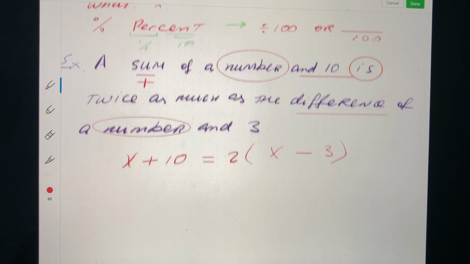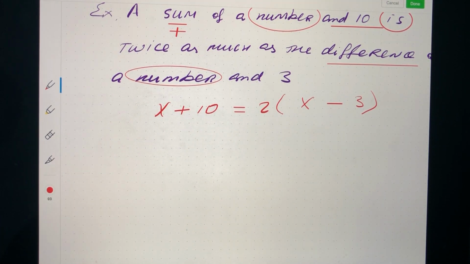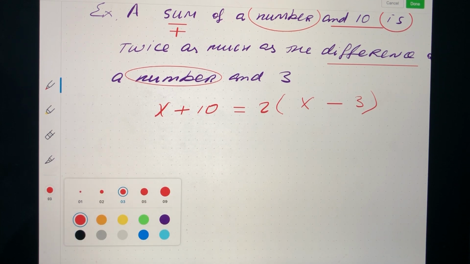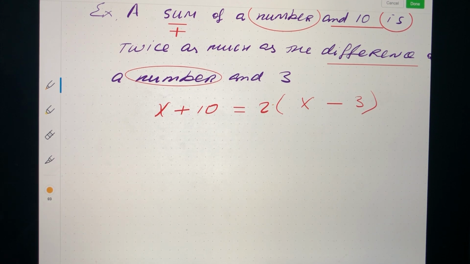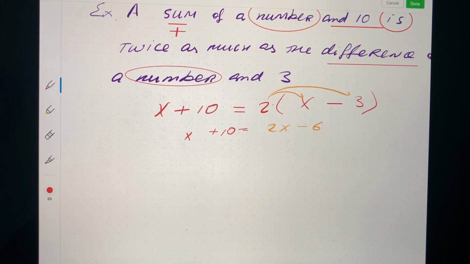So this is the translation of the words into the math. And from here, we use whatever principles are related to this setup to solve it. In this case, that would be the order of operations, or PEMDAS. So following the order of operations, we simplify and then we solve. The only thing to simplify here is the multiplication. 2 times x is 2x, 2 times negative 3 is negative 6. The rest of the equation is unchanged. We copy it over. Now we have x on 2 sides. We need it on just one side. All unknowns on one side, all the numbers on the other side.